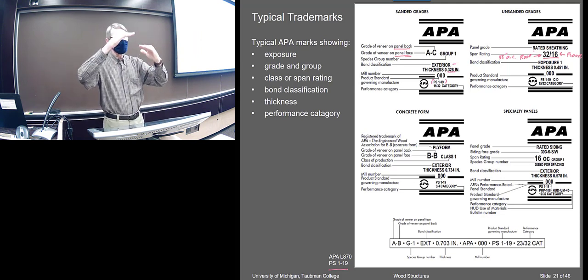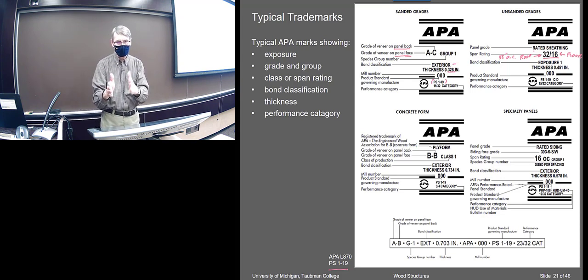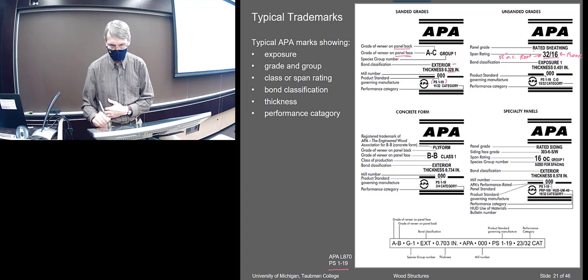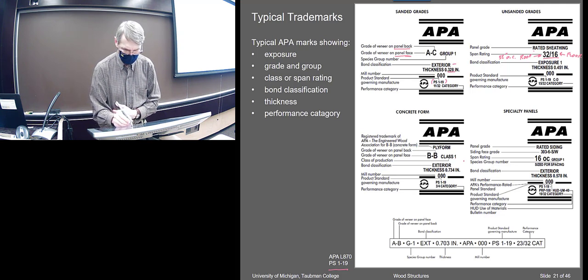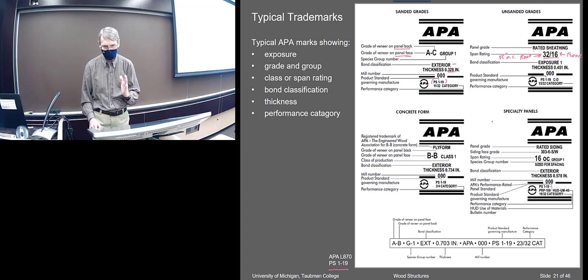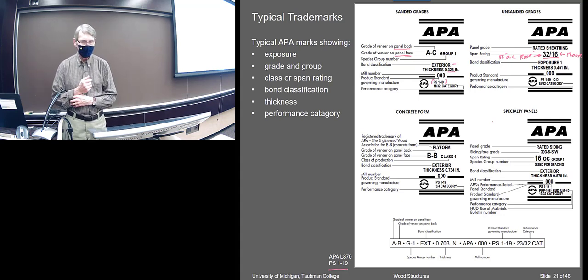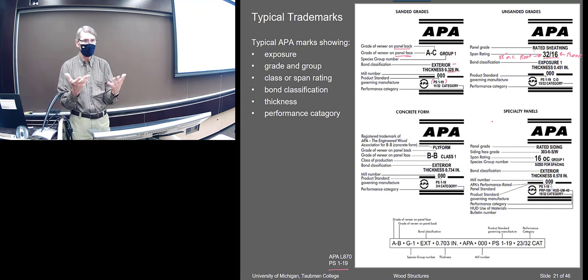So it's rated by stiffness as well as strength, and that gives it these span ratings. Okay, there's class 1, whatever that is. So you could read through here. It gives you a lot of detail on what's inside of them. And you can see from these different examples that the stamps don't always have the same information on them. It depends on what it's really being used for.